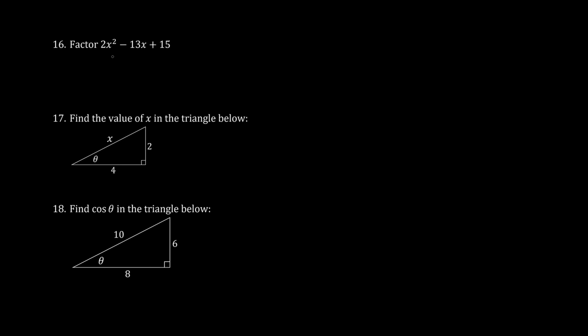Let's factor 2x squared minus 13x plus 15. So the fastest way could be to just guess and check. 2x times x is 2x squared, and what times what is 15? You can write all the possible combinations. 1 times 15 and 3 times 5 are good pairs.